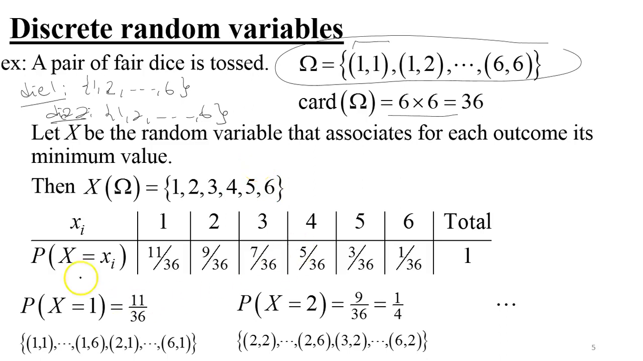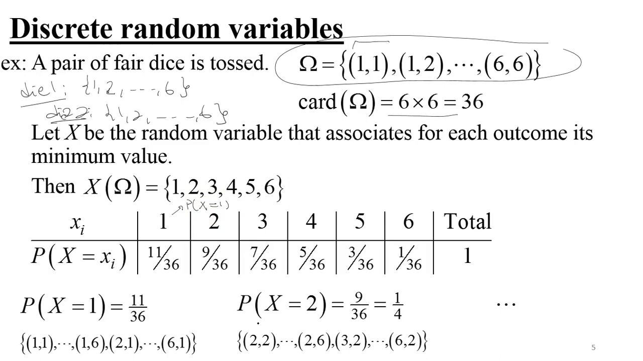So if we were to set up the table that represents the probability distribution of this random variable: over here, x_i, as usual, the first row would contain the possible values of the random variable, which in this case are 1 to 6. And the second row would include the probability of X taking each of these values. If we look at the first one, this is the probability of X equals 1. Now, what is the probability of X equals 1?